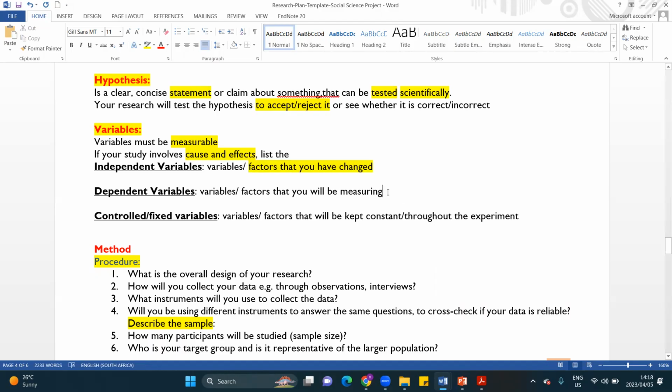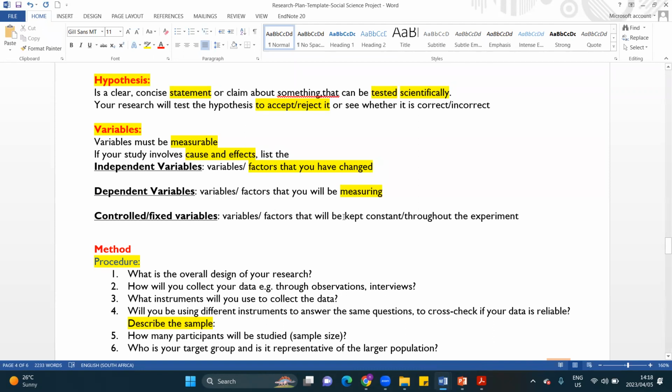Your dependent variable is the factor that you are measuring. Now, in social science, in most cases, the questions that you are asking the participants, that is what you are measuring. You're measuring their responses. Okay, so that's the dependent variable, the responses of the participants to your questions.